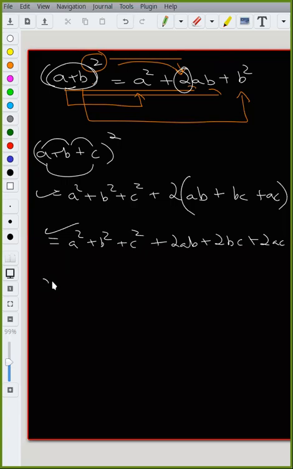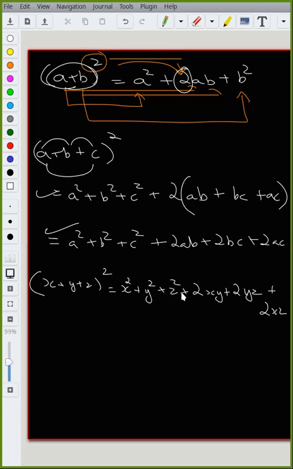If it's XYZ, it will become (X plus Y plus Z), the whole thing squared. Arpita, can you tell me quickly what this will become? Yes, sir. What will (X plus Y plus Z), the whole thing squared, become? It will be x squared plus y squared plus z squared, then plus 2xy plus 2yz plus 2xz. Perfect.